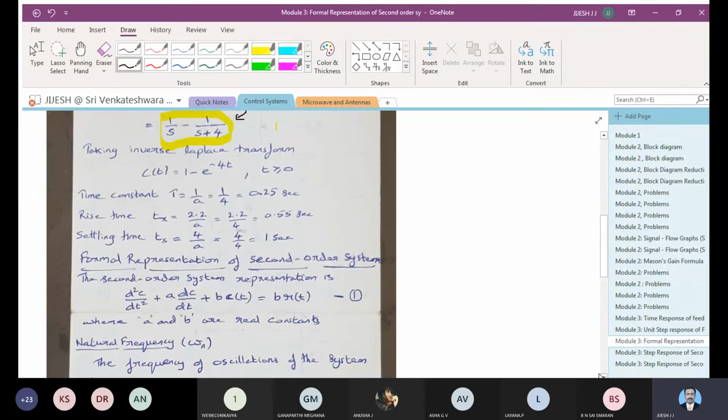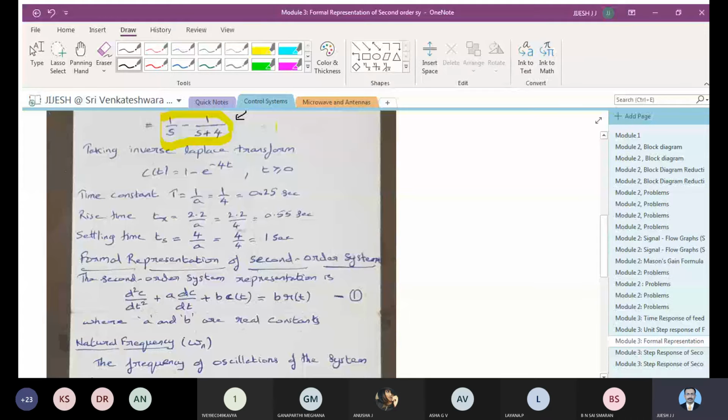Second order system representation can be given in this form: d square c by dt square plus a into dc by dt plus b c of t is equal to b r of t. So it is the general representation for second order system. These things you have come across in many other subjects as well. When you have a second order system, you are going to have the representation in this form: d square c by dt square plus a dc by dt plus b c of t is equal to b r of t, where a and b are real constants.